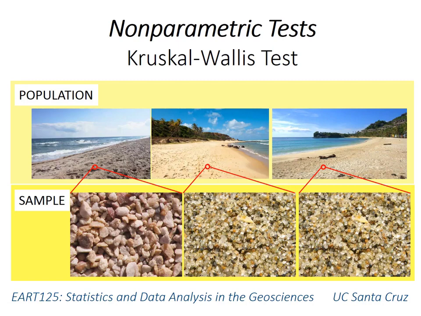This video introduces the Kruskal-Wallis test, which is the non-parametric equivalent of ANOVA. So it tests for differences in central tendency among more than two non-normally distributed samples.